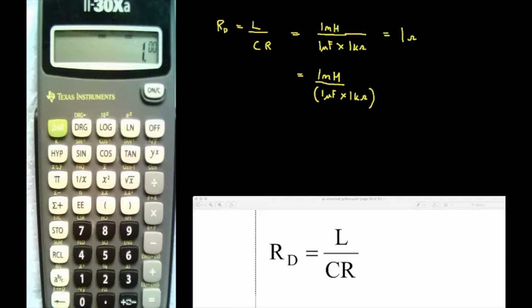So if you start at the top, you must put brackets around any interim calculation that's on the bottom. Otherwise, you'll get the wrong answer. If you say 1 divided by that and times that, you'll times the whole thing by 1 kiloohm, not divide the whole thing by 1 kiloohm.